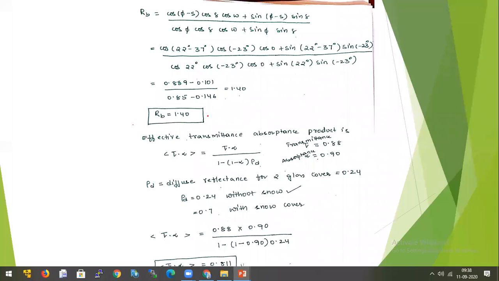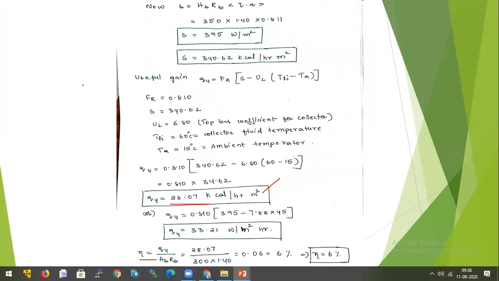And RB is one value. It is not dependent on kilocalories or watt-hour meters because it is a ratio value. All ratio values will be unitless. You know that. So this has only one value, 1.40. See, 1.40 into 300 in kilocalories, and 228.07 in kilocalories. That is 0.06. That is, we are getting efficiency of 6%. Efficiency is finally 6%.